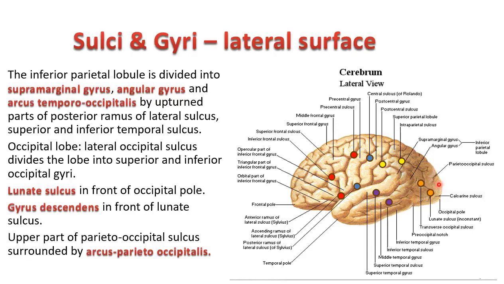The upper part of the parieto-occipital sulcus is surrounded by the arcus parieto-occipitalis. You also have a transverse occipital sulcus, above and below which the occipital lobe can be divided, so it divides into superior and inferior occipital gyri. So mainly here the parieto-occipital and lunate sulcus. In front of the lunate sulcus is the gyri descendens, and then the arcus parieto-occipitalis, which is around the parieto-occipital sulcus. The area of the cortex surrounding the parieto-occipital sulcus is the arcus parieto-occipitalis.